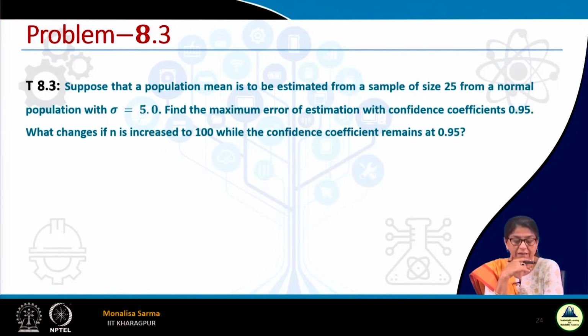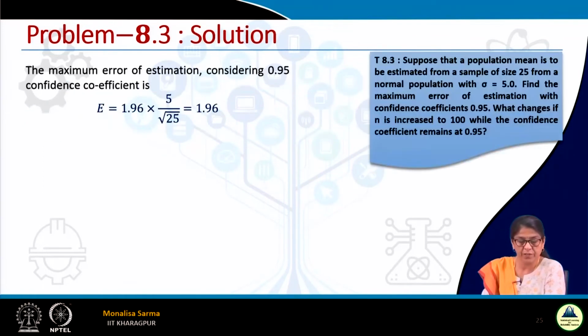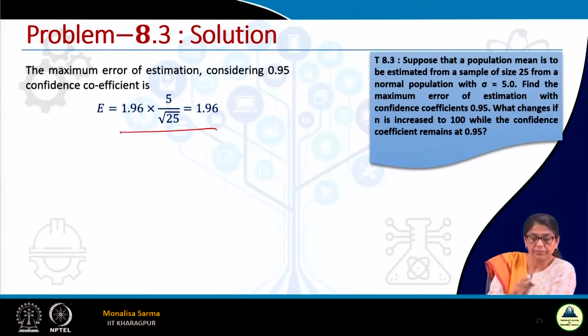What changes if n is increased to 100 while the confidence coefficient remains 0.95? We have already seen that when we increase n, our width decreases. When we decrease our confidence coefficient, our width decreases. When we increase our significance level, our width decreases. We have seen that. So this is the formula for E.